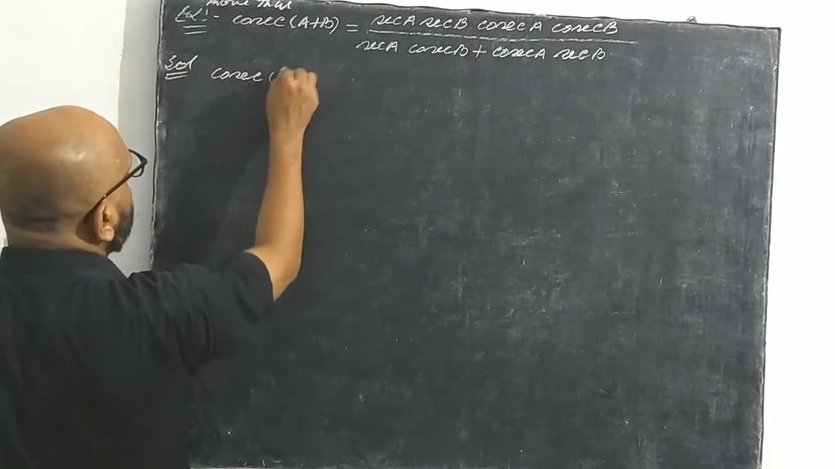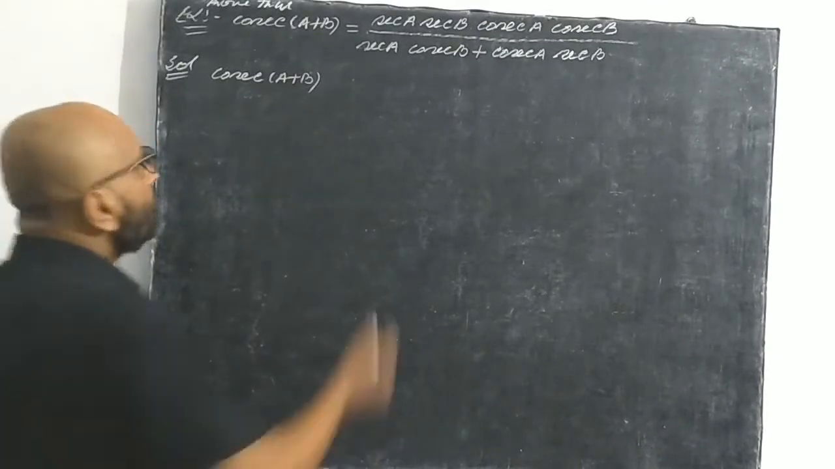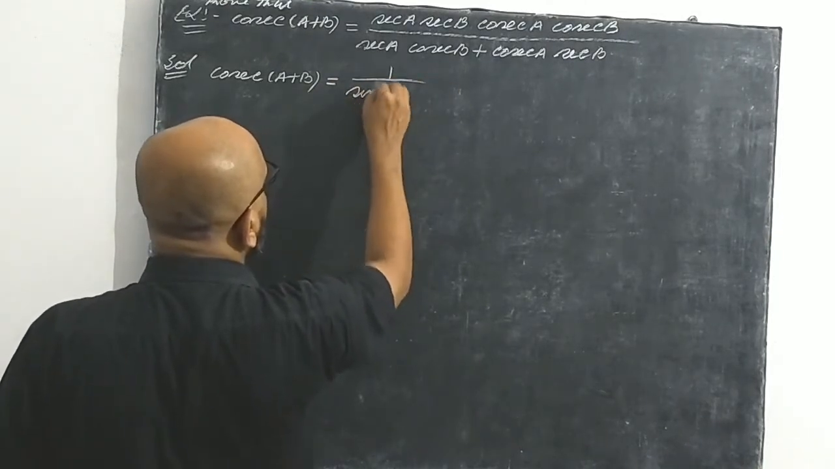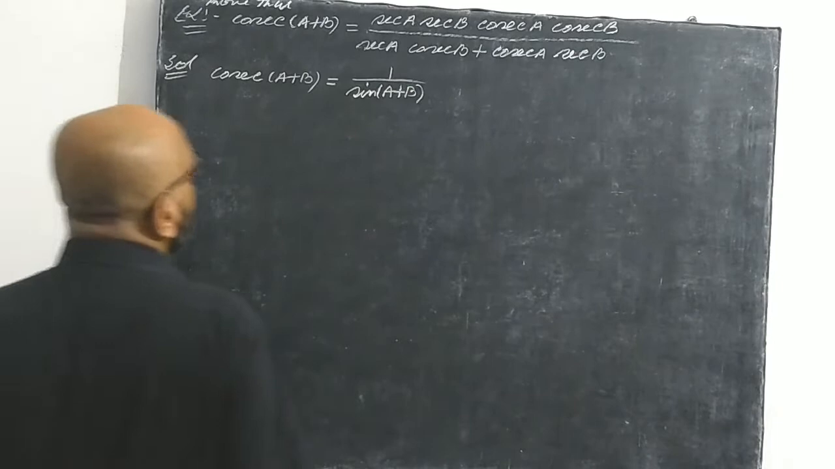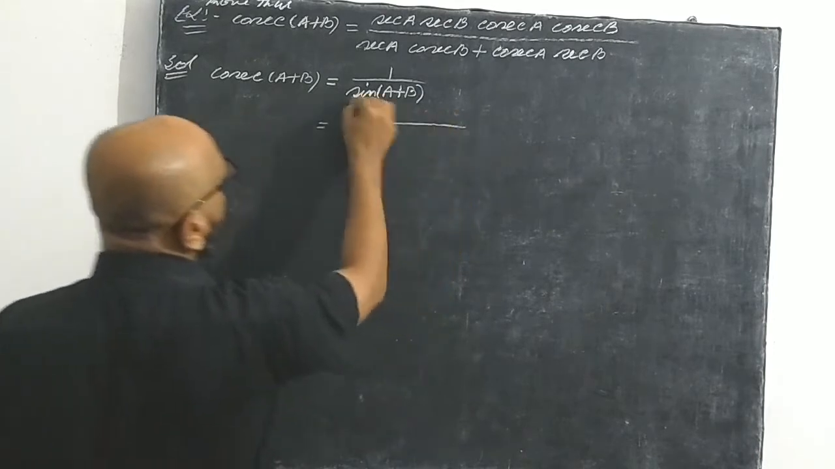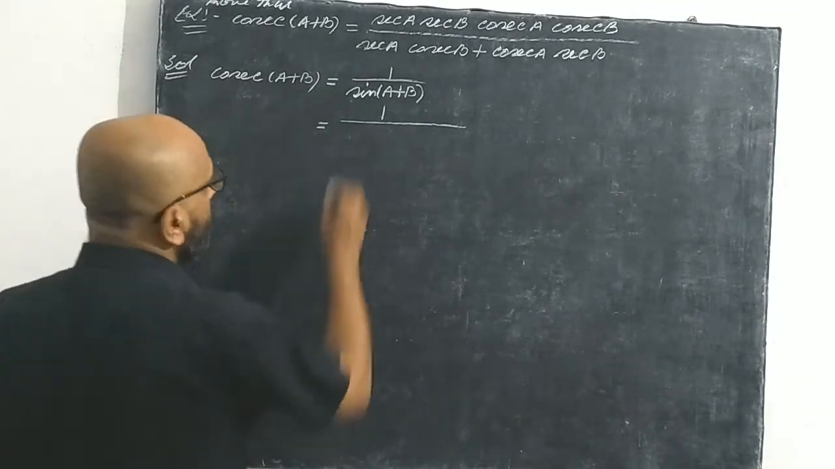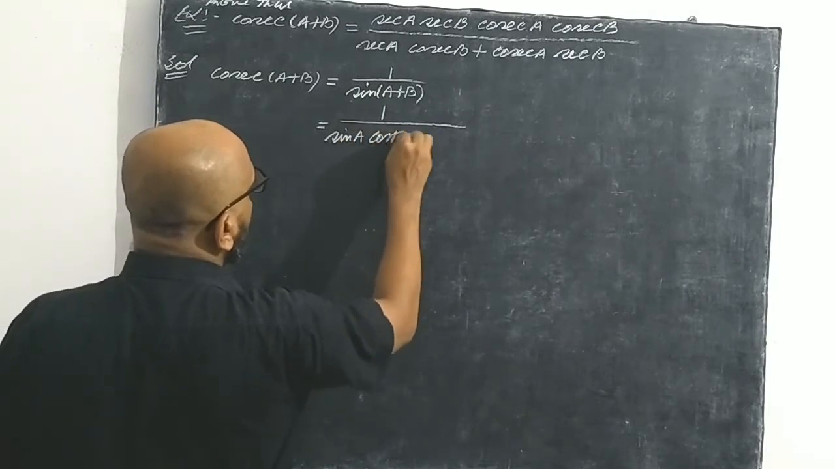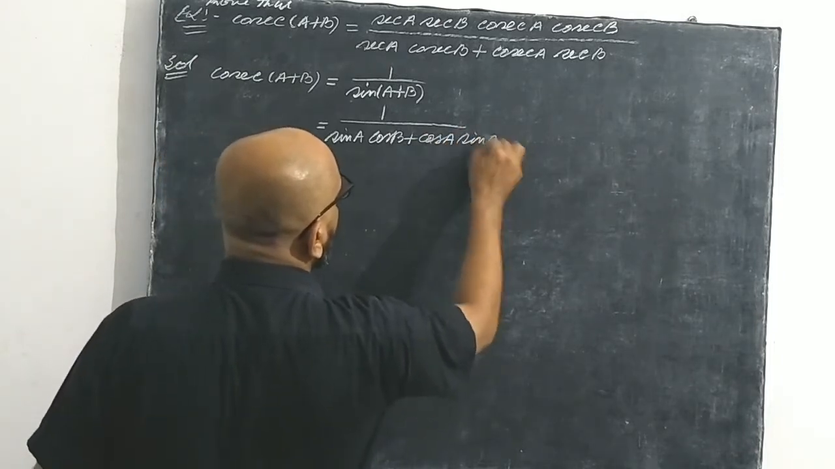So cosec A plus B. As we know that cosec is the reciprocal of sine, so cosec A plus B may be written as 1 upon sine A plus B. Now applying the formula sine A plus B, that is sine A cos B plus cos A sin B. So sin A cos B plus cos A sin B.